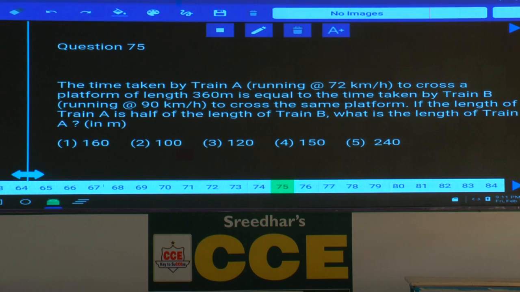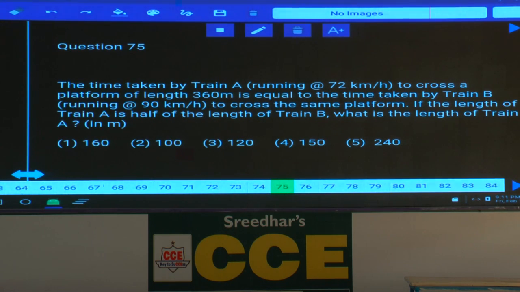The time taken by train A running at 72 km per hour to cross a platform of length 360 meters is equal to the time taken by train B running at 90 km per hour to cross the same platform. If the length of train A is half of the length of train B, what is the length of train A?